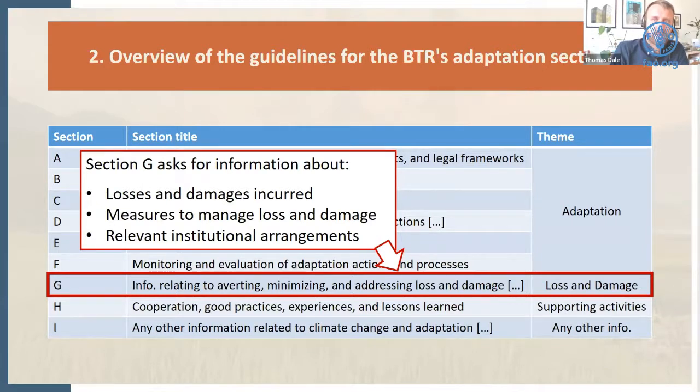And the guidelines provided can broadly be understood as asking countries to do three things. The first is to report on losses and damages that have been or are expected to be suffered as a result of climate change. The second is to report on measures that your country is implementing to manage present and future losses and damages. And the third is to provide information about institutional arrangements that your country has established or is using to facilitate the management of loss and damage.